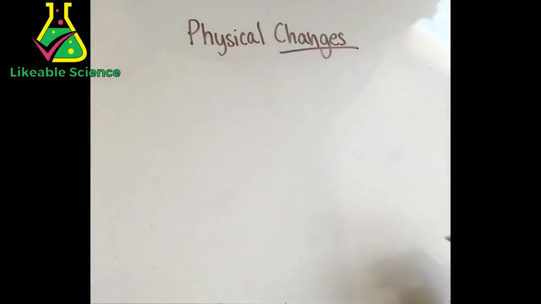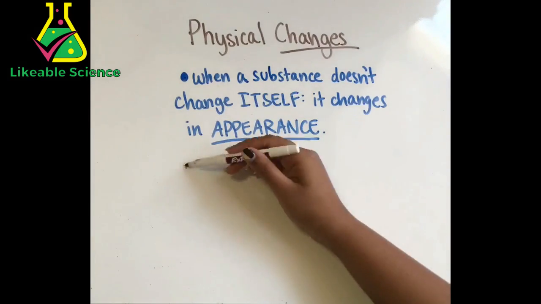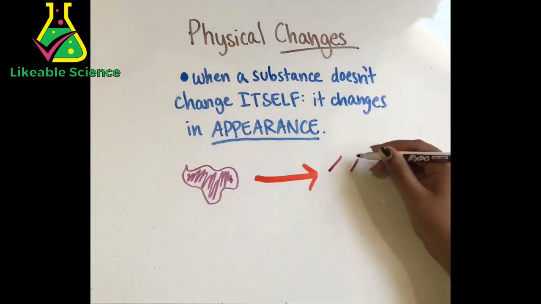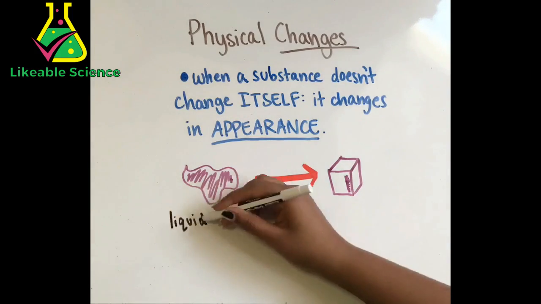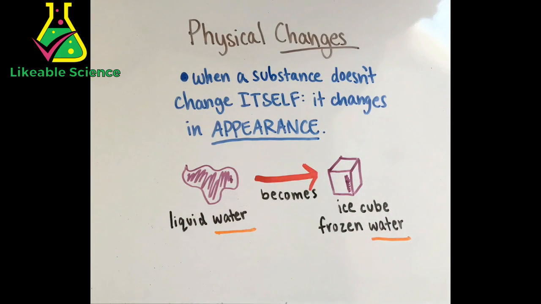Now let's talk about physical changes. It's when a substance doesn't change itself, it just changes in appearance. If you freeze water into an ice cube, it goes from a liquid to a solid. However, it does not actually alter the substance. The ice cube and the liquid are still made of water.